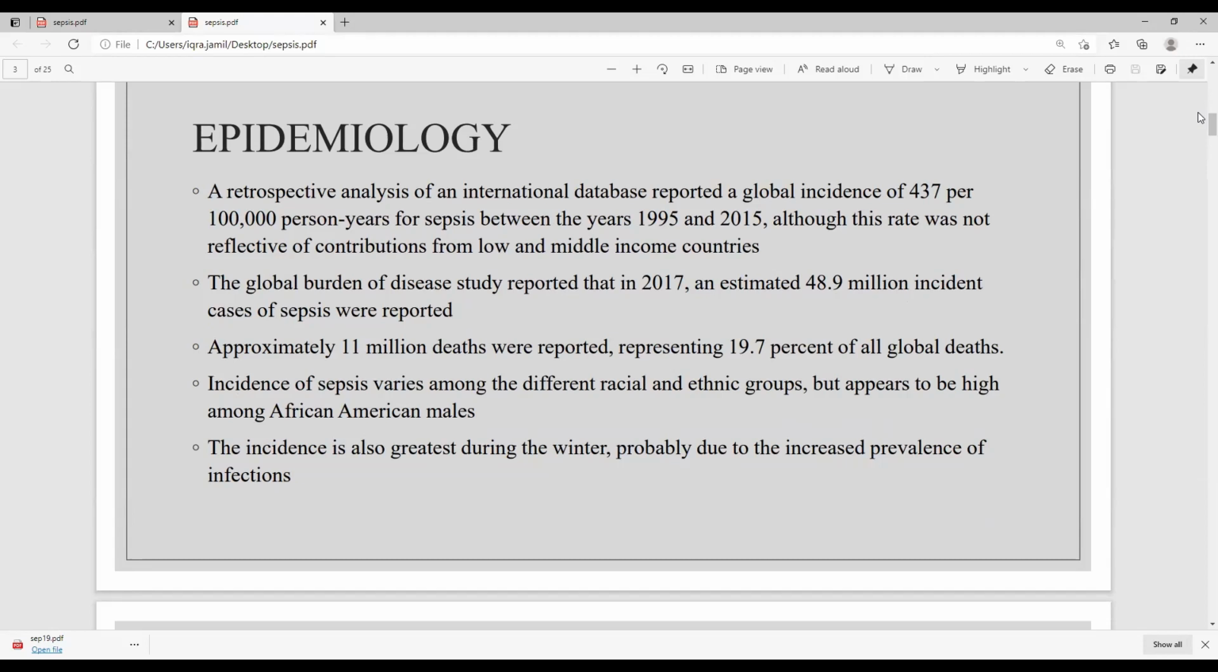The incidence of sepsis varies among different racial and ethnic groups, but appears to be high among African American males. The incidence of sepsis is higher in the winter season because of the increased prevalence of infection.